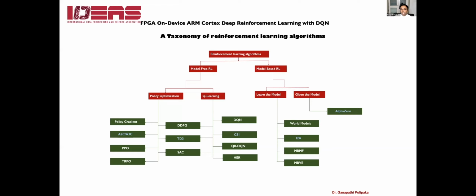We are already talking about the DQN, and there's also C51, and then there's quantile regression DQN. This is a completely different type of DQN, deep Q-learning. And again, we're going to talk about the synchronous and asynchronous algorithms we talked about. And so these are the types: I2A, MBMF, MBVE are the synchronous and asynchronous types of reinforcement learning algorithms.